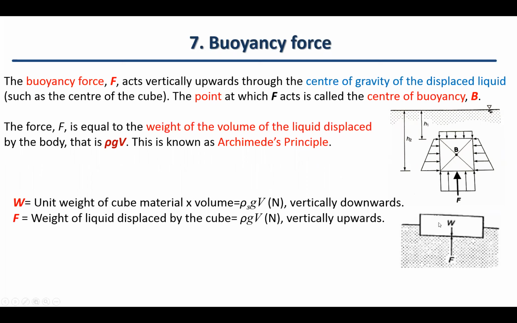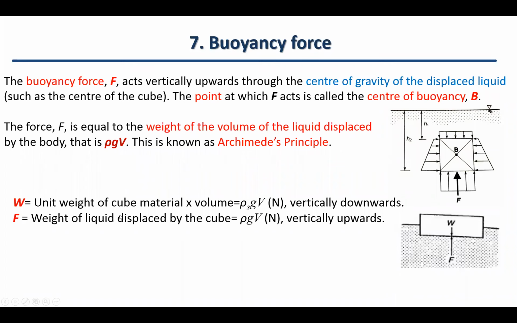If, for example, we have a cube like here, which is floating, we have two forces. One is the weight, the unit weight of the cube material times the volume. The unit weight of the material is rho SG, and the volume is denoted by V. So W, the weight, is equal to rho SGV. That's based on newtons.